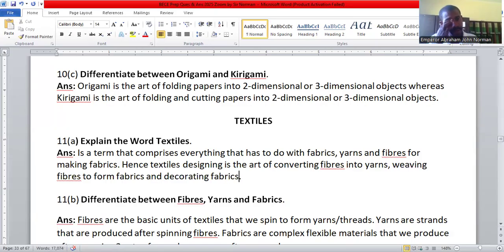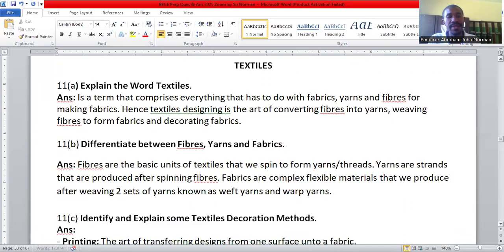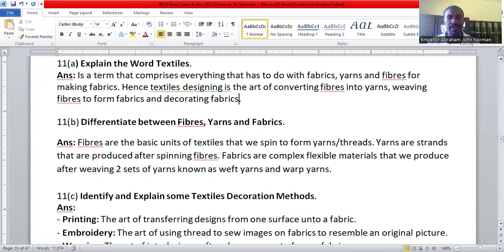Now we have the next question, which says differentiate between fibers, yarns, and fabrics. Fibers are the basic units of textiles that we spin to form yarns or threads, whereas yarns are strands that are produced after spinning fibers, and fabrics are complex or flexible materials that we produce after weaving two sets of yarns known as weft yarns and warp yarns.